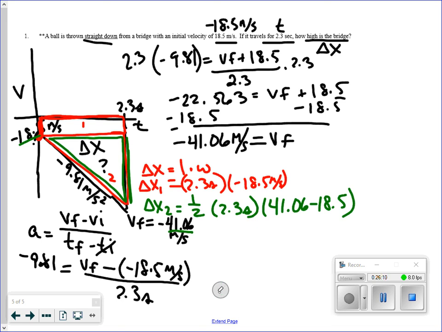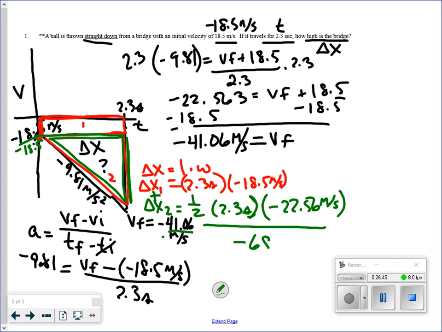You get the idea, right? I hope you get the idea of what I'm doing. Okay, because I got to start here, and that's where my negative 18.5 is. So I'm going to have my negative 41.6 minus my minus 18.5. When I actually use that in the calculator, I'm going to get negative 22.56 meters per second. You can check my work. Okay, when I take these two, this one plus this one, and I figure all of that wonderful math out, what I'm going to get is negative 68.49 meters.